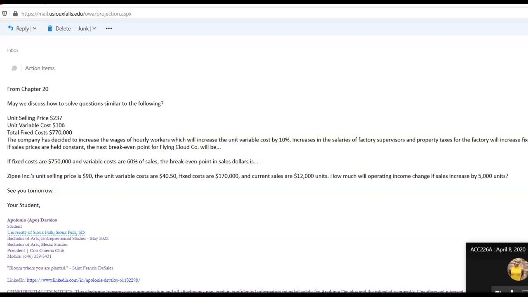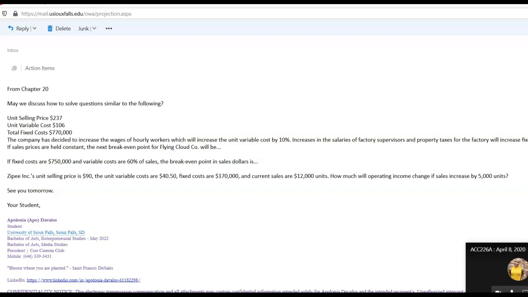Let's keep reading here. Increases in salaries of factory supervisors and property taxes for the factory will be increased by 4%. Okay, so now we're going to calculate break even. Well, what's the break even formula? Fixed costs divided by this contribution margin we just calculated. Well, the fixed costs are no longer 770, but rather an increase of 4%. So you take 770 times 1.04. That's going to give you the number for the 4% increase.